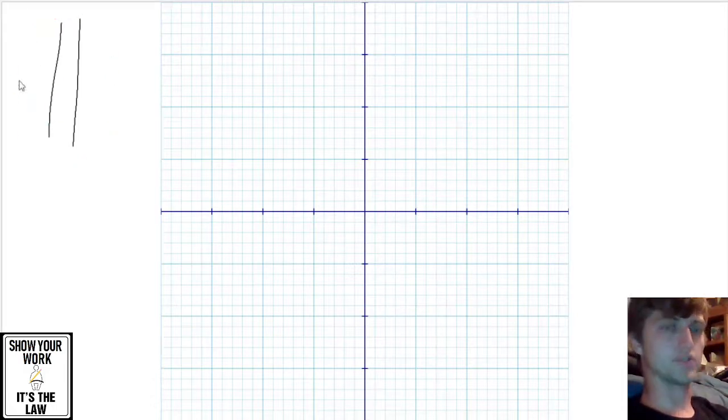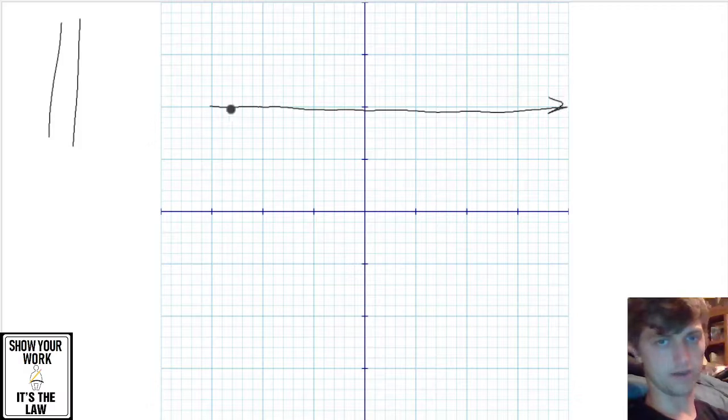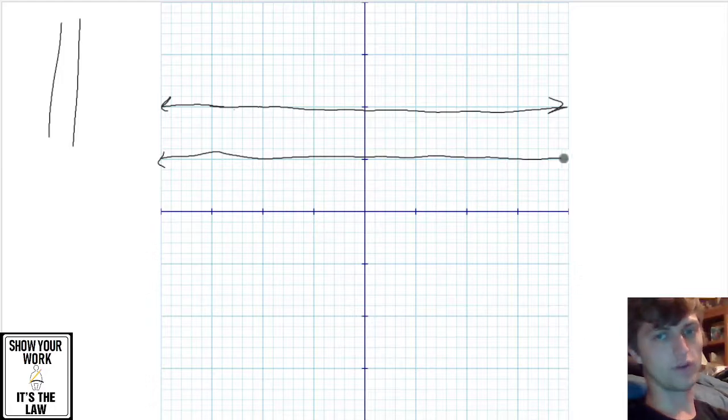If we think of it in terms of a graph, so let's take this line, and remember lines go on forever and ever with these arrows. If we think of two lines on a graph, if we follow these lines forever and ever, they will never intersect. And that's the definition of parallel. They stack without ever crossing.